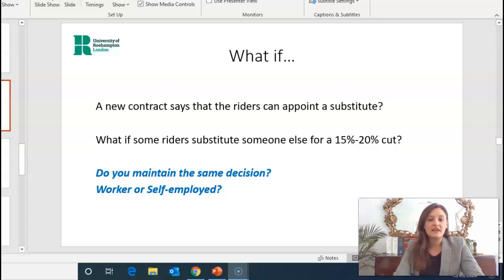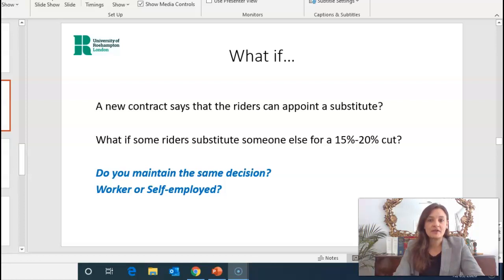Do you think that, well, if they can substitute someone else, then they are probably self-employed? And again, if you've maintained the same decision, why have you maintained the same decision? And if you've changed your mind, again, why have you changed your mind? If you could think about that.